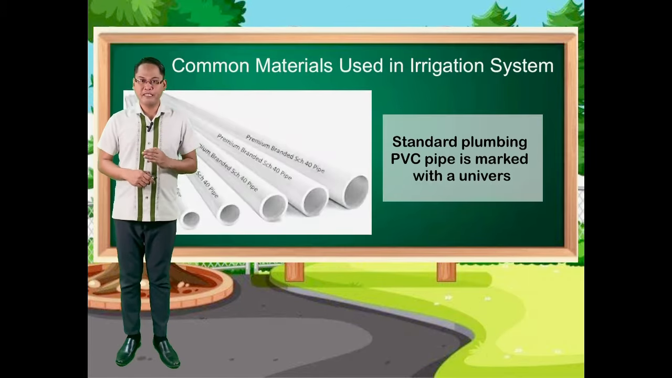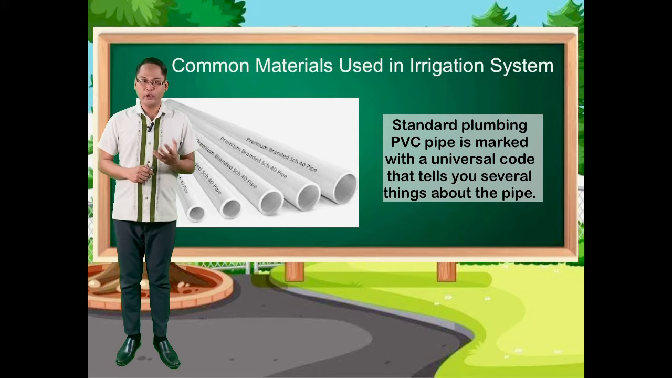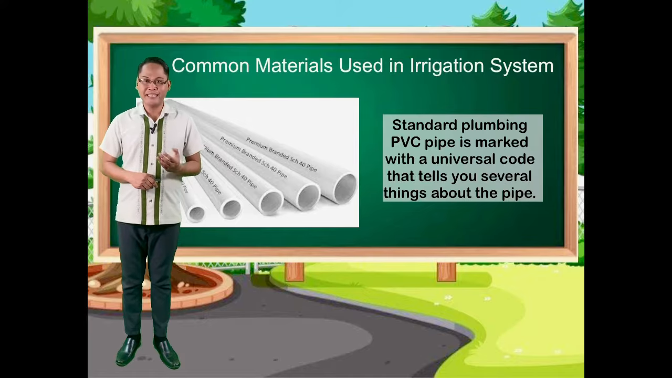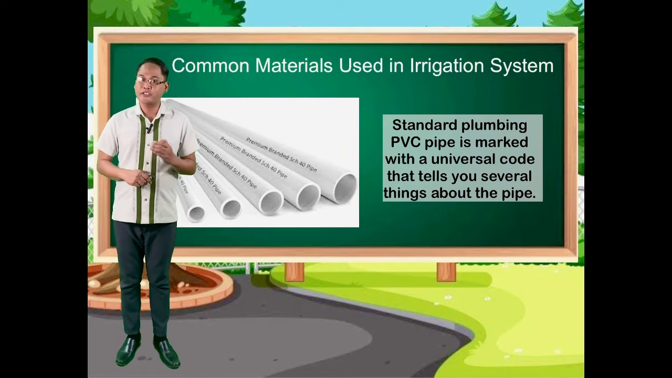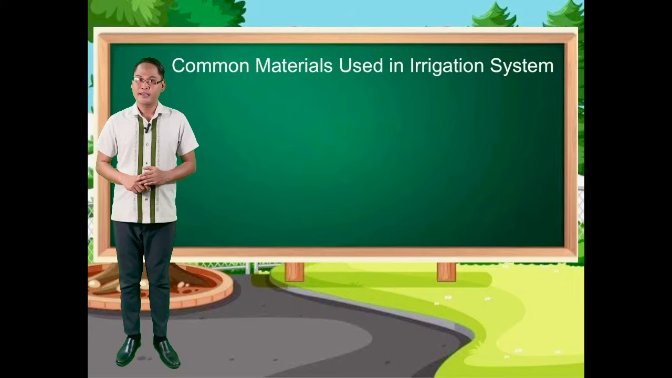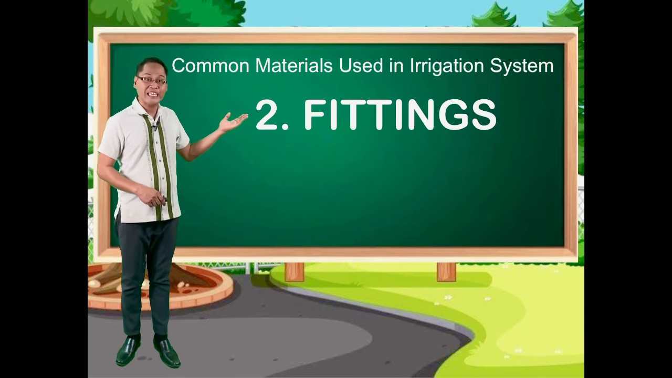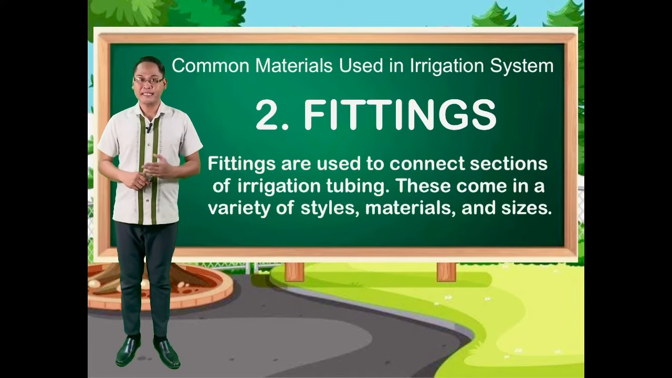Standard plumbing grade PVC pipe is marked with a universal code that tells you several things about the pipe. This marking is required by law so that builders can easily distinguish the properties and tolerance of the pipe they are using. The number 2 is fittings. Fittings are used to connect sections of irrigation tubing. These come in a variety of styles, materials, and sizes. These are the examples of fittings.